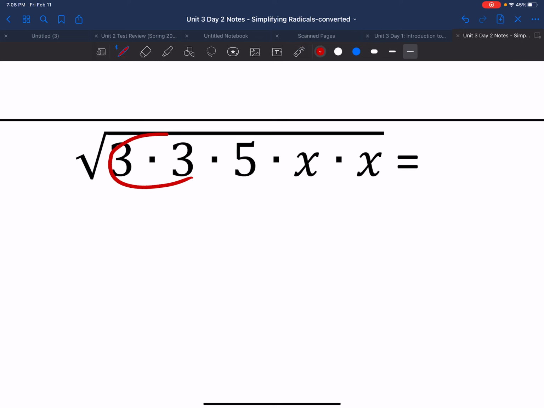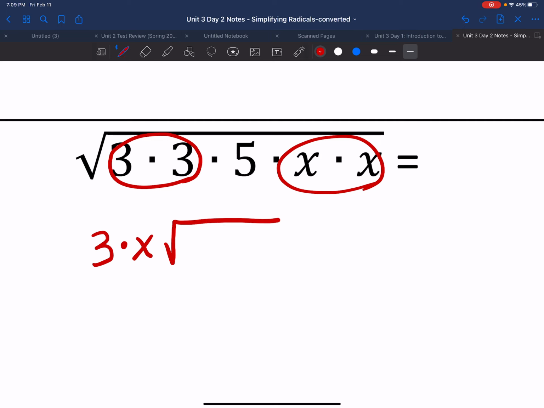I see a pair of 3's and I see a pair of x's. So what does that mean? Well, one 3 is going to go outside of the radical, and then one x is going to go outside the radical as well. If I have two things, or more numbers outside of the radical, make sure that you separate them with a multiplication sign. So this is going to be 3 times x times the square root of what's left.